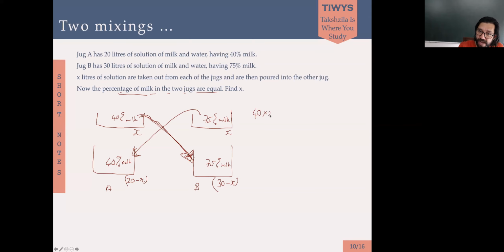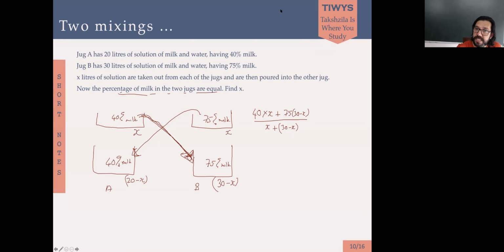Into weight of x plus 75 into 30 minus x, divided by x plus 30 minus x. Okay, I'll just put that down also, though you should have written 30 itself here. So this is going to happen here, students.